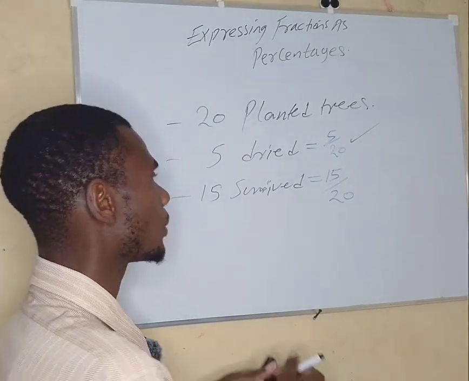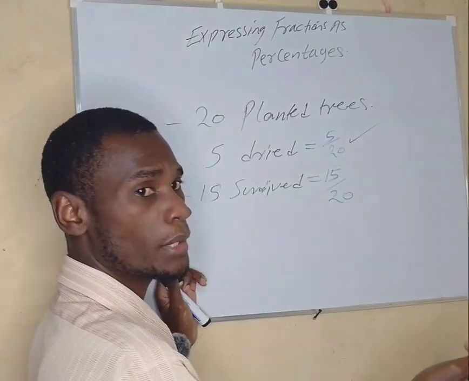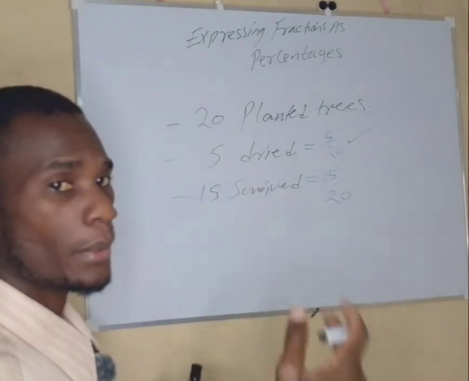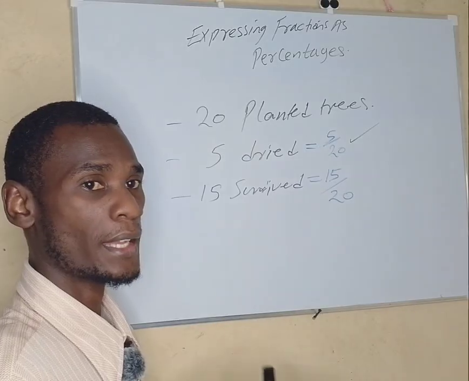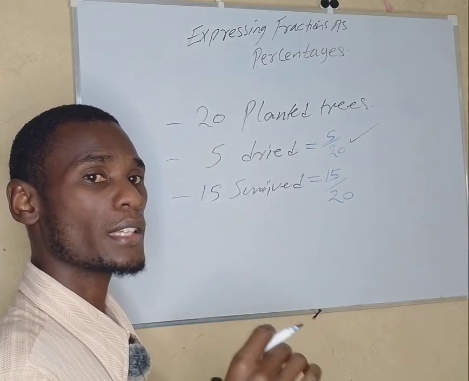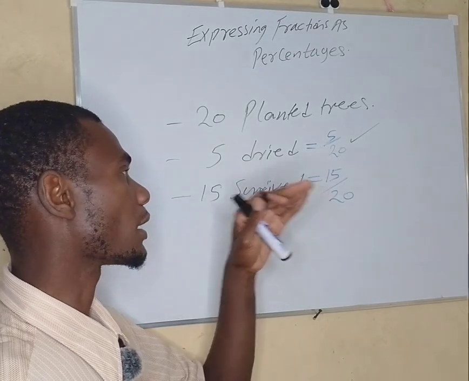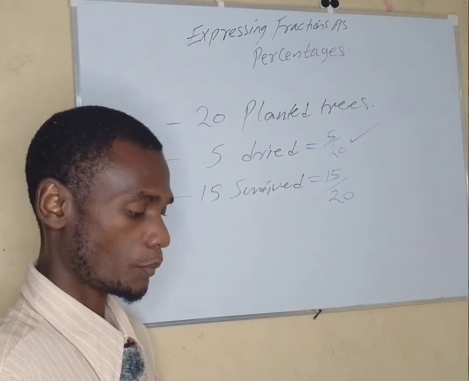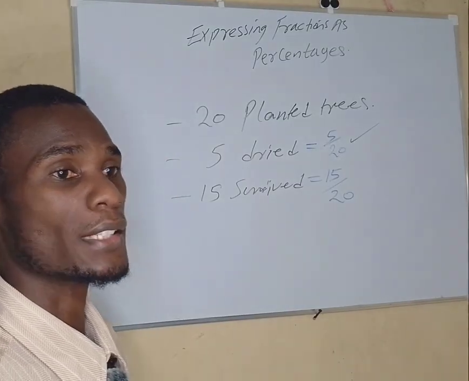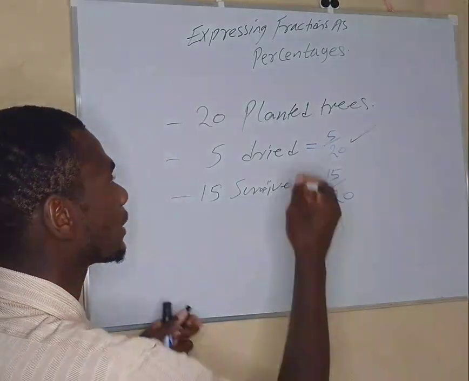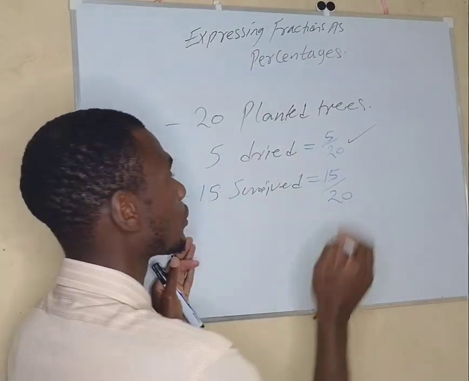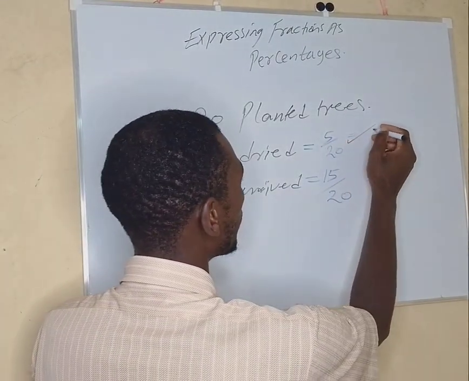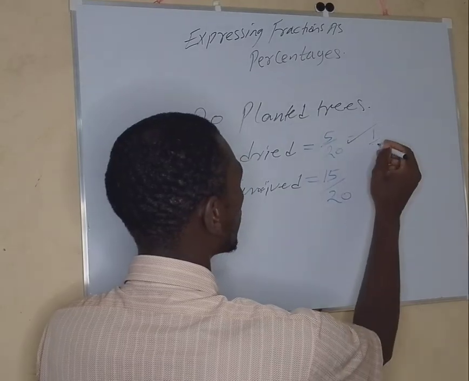So this one you can as well simplify. Simplifying means if there's a number that can divide both numerator and denominator, divide it until you reach a point where there is no number that can divide both numerator and denominator. That is what we refer to as a simplified fraction. In this case, 5 can divide 5 and 5 can divide 20. So you divide it: 5 divides 5 one time, 5 divides 20, 4.